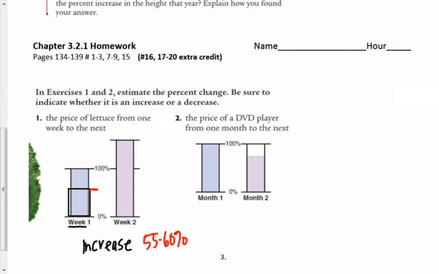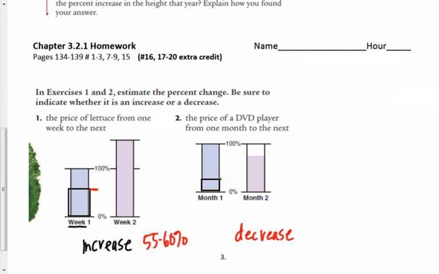All right, the second one, we're decreasing. And we can tell that because the second bar is lower than the first bar. And again, I want the portion that's the decrease, and I want to compare that to the original, the first month. So if I were to draw in a rectangle the same size as that part that we're missing there, and then I compare that to the original.